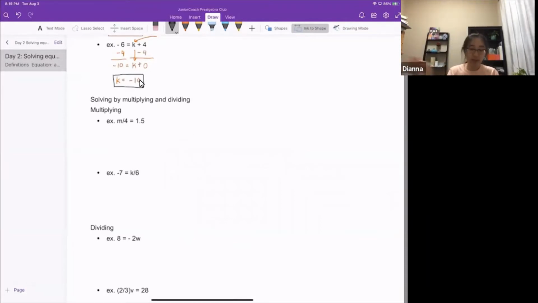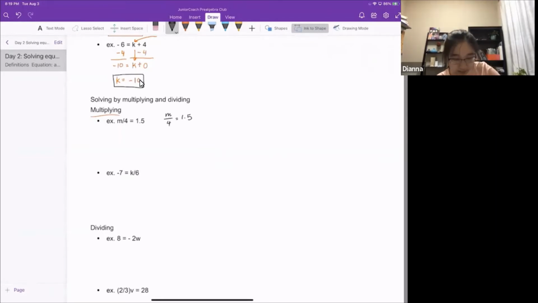So now we're going to try doing multiplication and division with these kinds of things. So multiplying and dividing. First we'll do multiplying. Our first example here is m divided by 4 equals 1.5. I'll rewrite it because Microsoft doesn't let me do fractions. M divided by 4 equals 1.5.